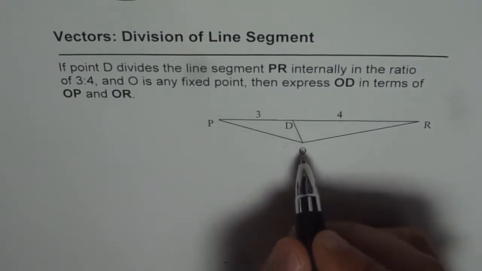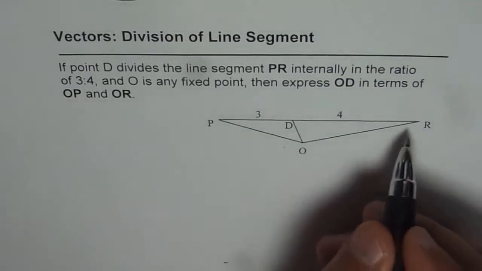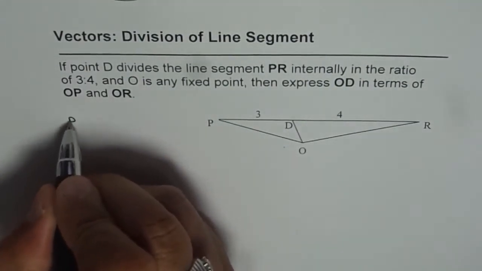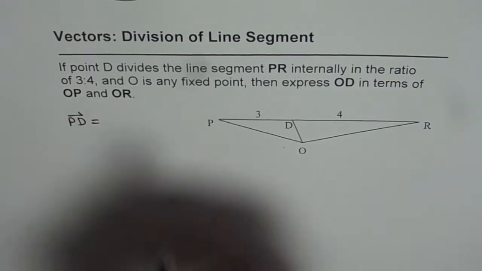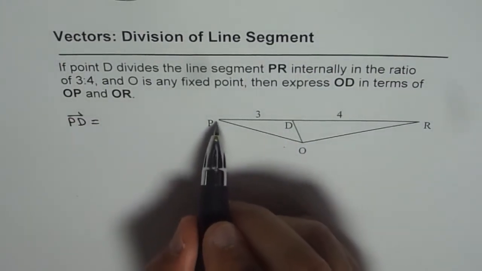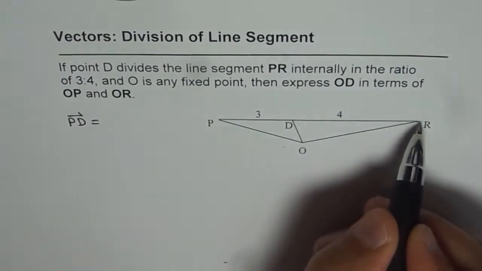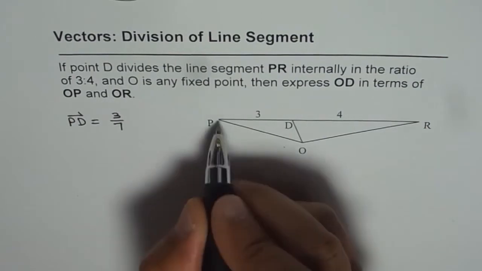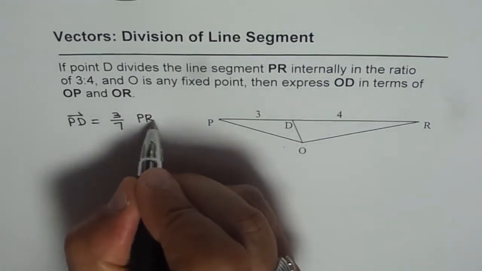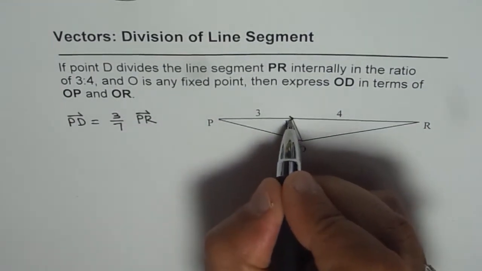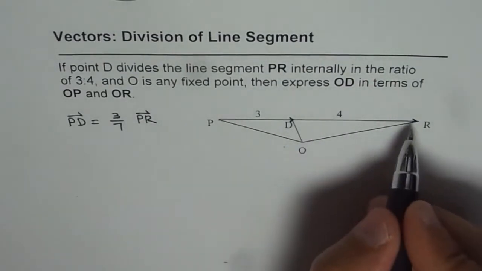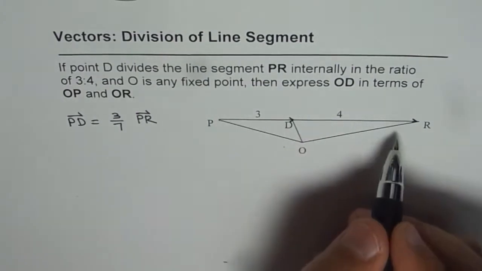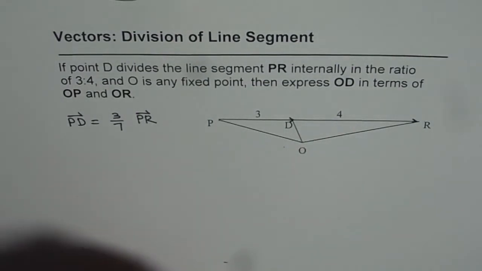Now let's try to relate OD with OP and OR. From this figure we can say the vector PD is a ratio of the total length, which is 7, to 3, so it is 3/7 of PR, correct? That is PD, and this is PR. The total length is 7 and PD is only 3 parts of the total 7. So that is known to us.